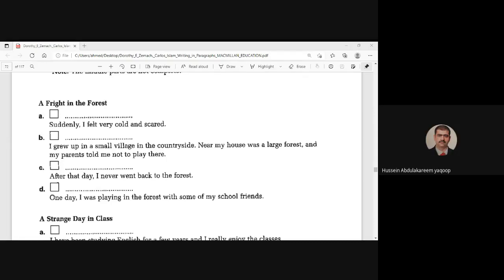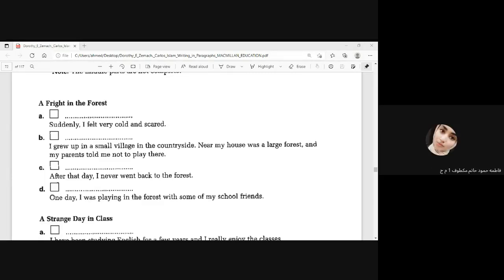We go to Abdullah Ali Abdul Karim. Yes, doctor. A. Suddenly, I felt very cold and scared. Which part does this sentence represent? It is a middle. Okay, middle. Good. And the last one, thank you. Last one, Fatma Mahmoud.